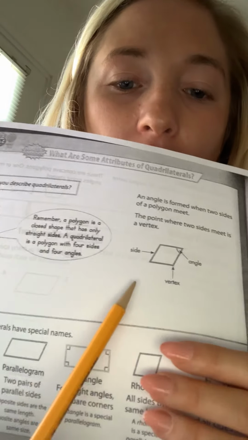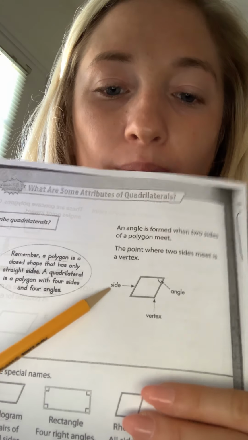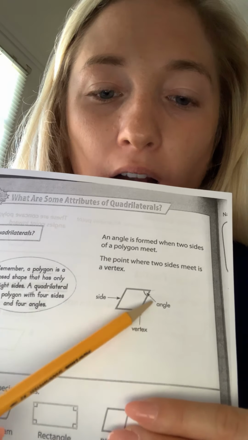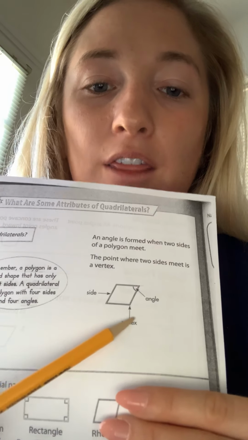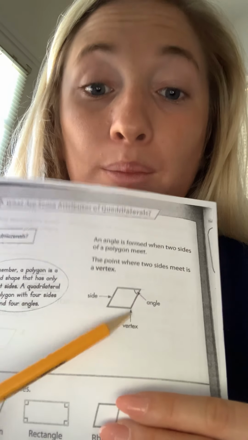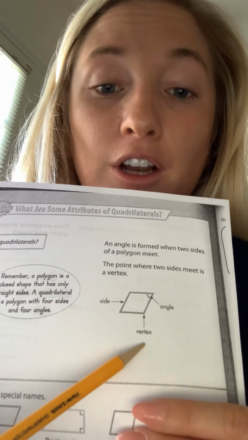Okay, so if we look very closely, and it's kind of hard to see, this is going to be backwards for you all. Okay, so if we look at this, we have our side, we have our angle, which is just the corner, and then we have the piece right here, the point where 2 sides meet. That is called a vertex.